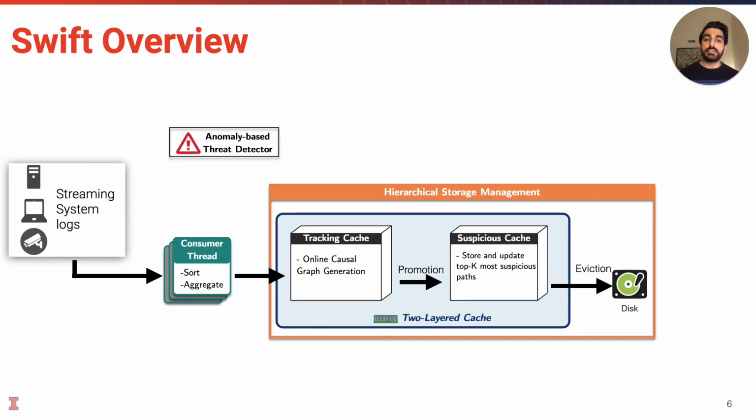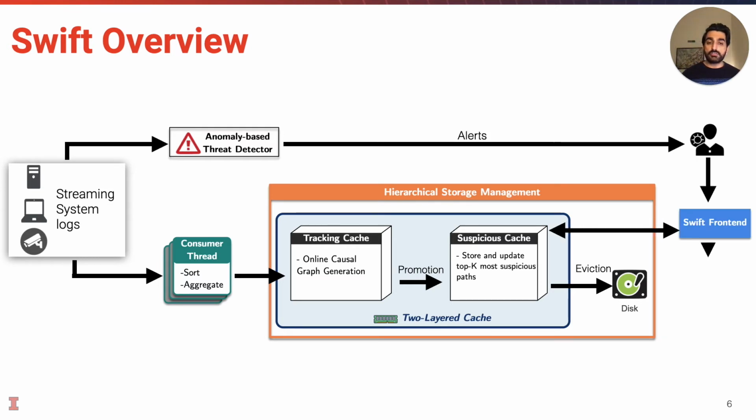To figure out forensically relevant events, Swift calculates the suspiciousness of each causal path seen in the enterprise, and only stores the most suspicious causal paths in the main memory. Events that are not in the list of most suspicious causal paths are evicted to the disks. Later, when a security analyst issues a query to generate contextual history of a given threat alert, our front end will fetch relevant graph segments from the hierarchical storage and present the causal graph to the security analyst in real time. In the next few slides, I will explain the tracking cache and suspicious cache in much more detail.